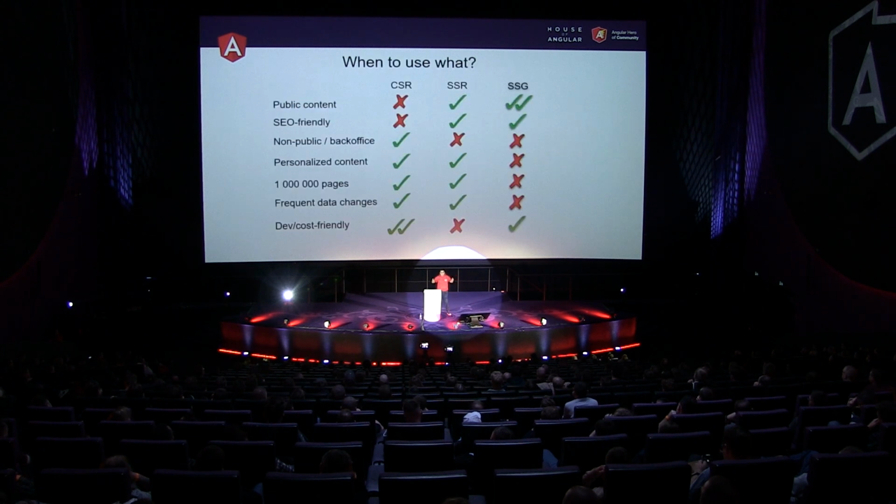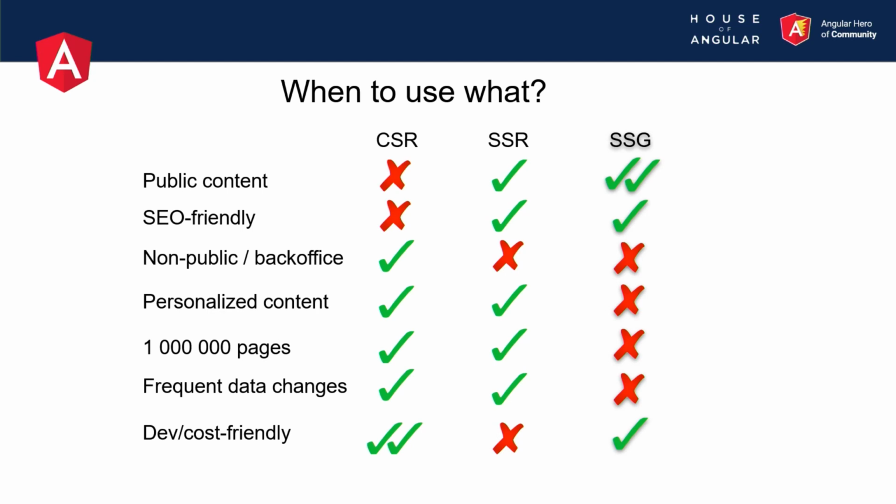So when should we really use what? Well, CSR is pretty great at everything except public stuff. It's especially good at dev and cost friendliness, because Angular was created with CSR in mind. And SSR is good at public stuff, and especially at personalized content. On the other hand, it's pretty bad at cost.